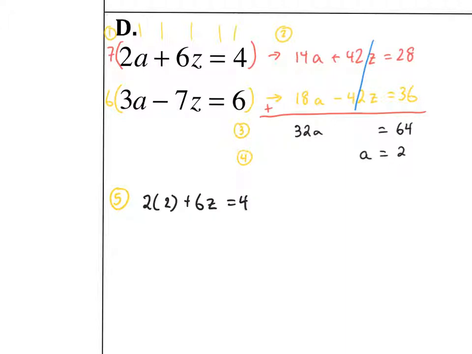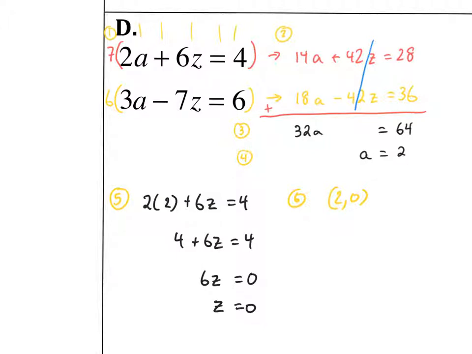Substituting in, I get this. 4 simplifies there. Then I'm going to subtract from both sides, and z is equal to 0. Now I just have to do a double check. I'm claiming that (2, 0) is my answer.